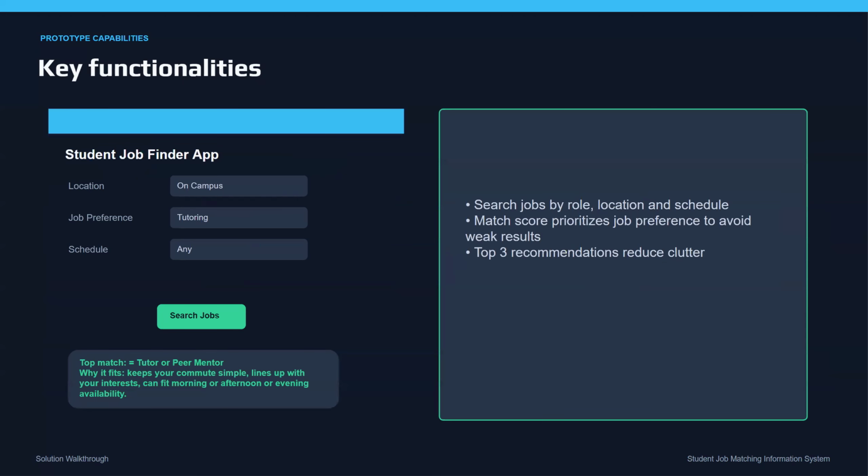Our key functionalities using the student job finder app, it would use simple tabs such as the location, either on campus or something to commute. It would use a job preference, like tutoring or internships, and even the scheduling in case there's any conflict with school or other jobs. By searching jobs by role, location, and schedule, it would match score, prioritizing job preference and avoiding weak results. And it would show the top three recommendations to reduce clutter and constant searching.